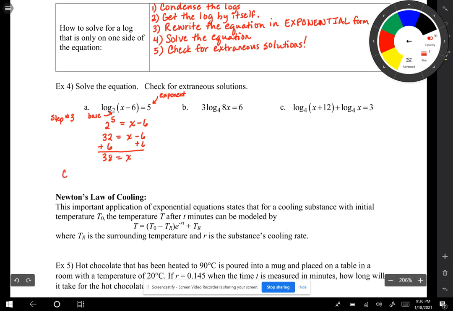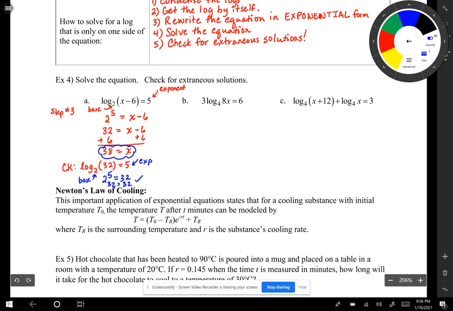So let's check to make sure that the logs are positive. So log base 2, x is 38. So 38 minus 6 is 32. And that is true because both 32 and 2 are positive numbers. So that does check. 2 to the 5th power does equal 32, because that's how you'd write that: base 2, exponent. And we know 2 to the 5th does equal 32. That checks. 32 equals 32. Great. So our answer is x equals 38.